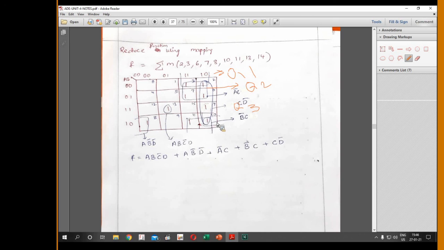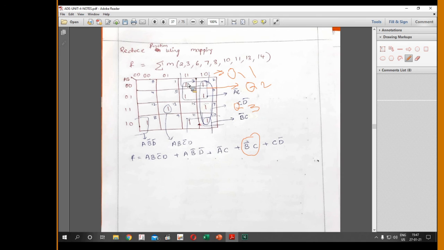So I'm going for the pair formation with M8 and M10, where M10 is already covered. After forming that pair, the minimal expression for those two minterms is A B bar D bar. Next, the first quad is this. Row wise, B is common, assigned with 0, so B bar. Column wise, C is common because C is 1. So B bar C is your quad 1 minimal expression.